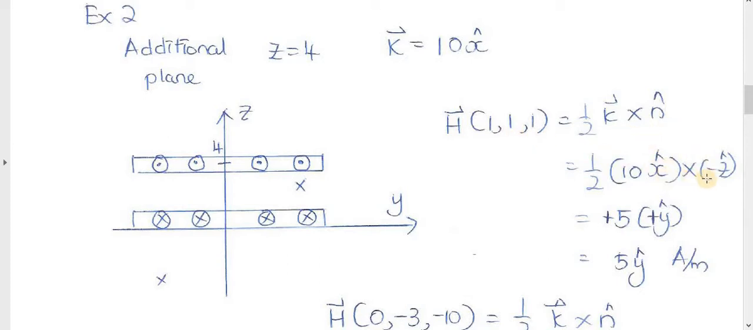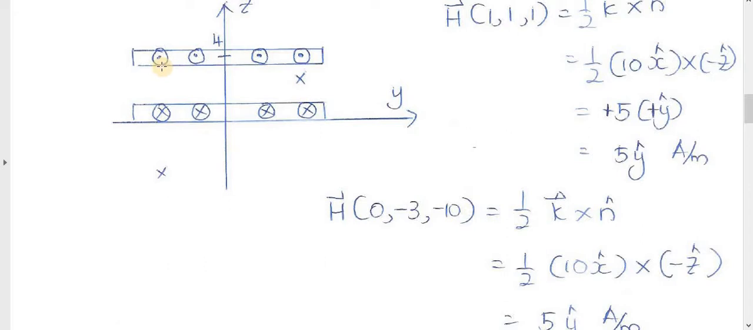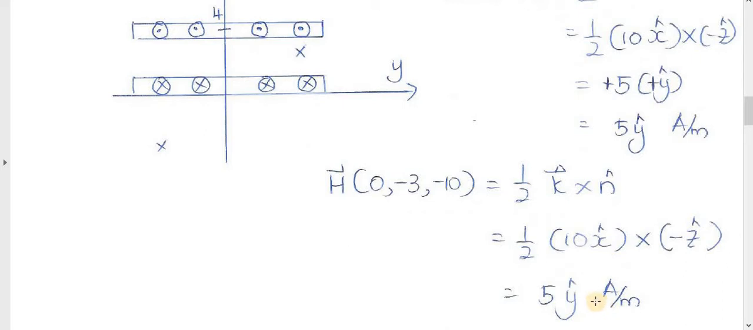At these locations we will use the equations. For x cross negative z, you get positive y, so you get 5 unit vector y at these positions. For this point, use the same equation. Just now, the unit vector n is pointing downward, from the plane towards the observation point, so it is heading in the negative z direction. That's why negative z. As for this one, same thing, pointing downward in the negative z direction. So I will get 5y as the magnetic field for this point.